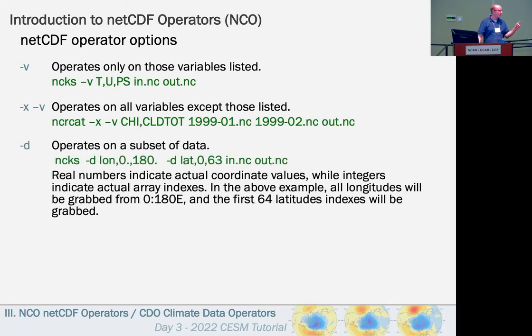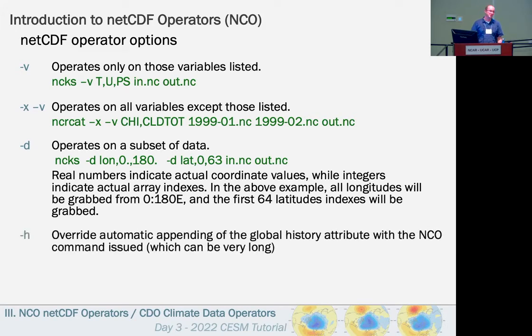-d is operate over a subset. A lot of times it's a spatial subset. In this case, and it's a little hidden here, it says for lon, notice these two numbers have decimals. So that's saying give me 0 degrees to 180 degrees in longitude. But then for latitude, since they're just integers, it's saying give me the latitudes from element 0 to element 63, which is not necessarily what the latitude values are. It's just the values for those elements.